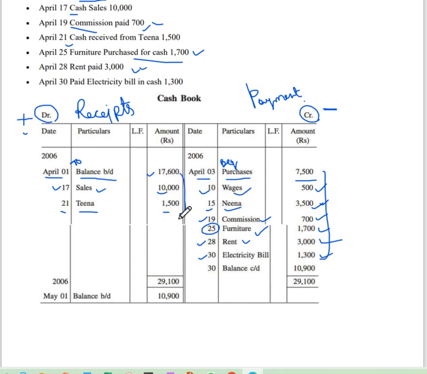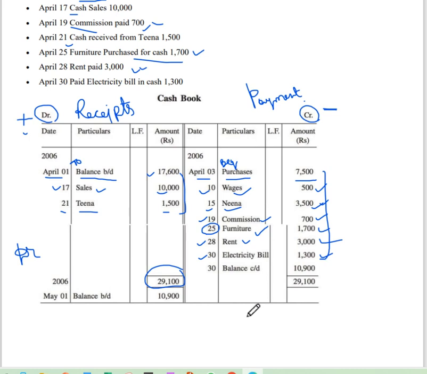What is the cash we have as of now? As of now, at the end of that particular month, we have cash of 29,100 rupees in our hand. Obviously, the cash book debit side will always be more and the credit side will be less, because cash receipts will always be more than cash payments, because whatever cash we have in our hand, only that much we can spend. More than that, we cannot spend. If I have 100 rupees in my hand, I cannot spend 110 rupees. That means the maximum cash which I can spend is 100 rupees only.